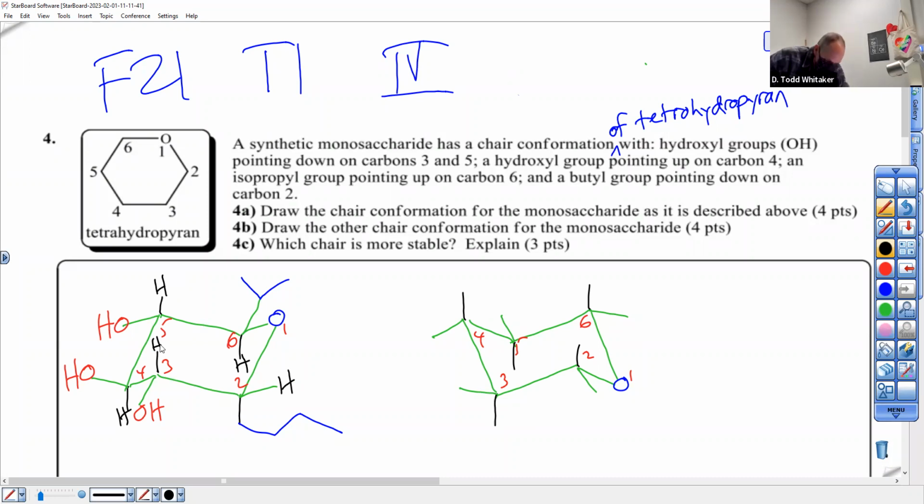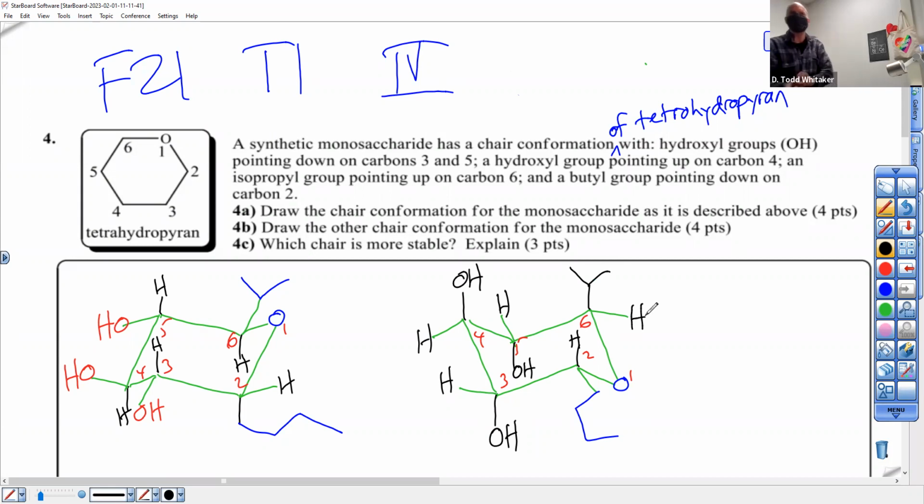So let's go ring around the rosy. Carbon 1 is done because it's not a carbon, it's an oxygen. Carbon 2, up is H, down is 1, 2, 3, 4, butyl. Up is H, down is butyl. Okay. Carbon 3, up is H, down is hydroxyl. Carbon 4, up is hydroxyl, down is H. Carbon 5, up is H, down is hydroxyl. Carbon 6, up is isopropyl, down is H.